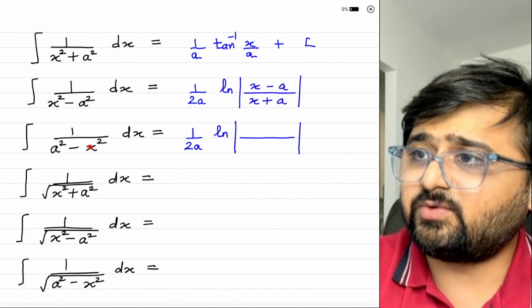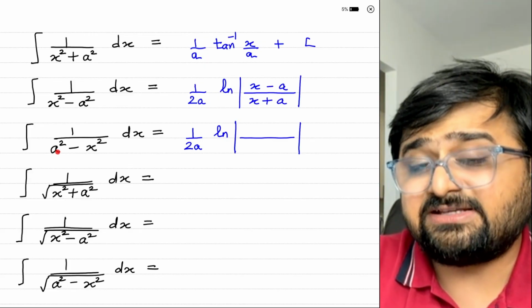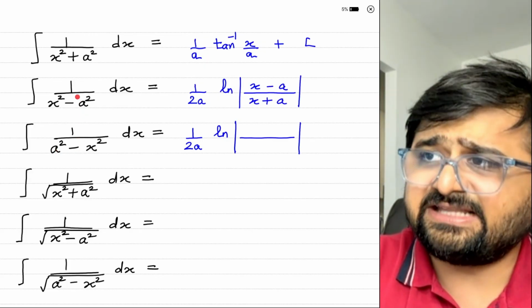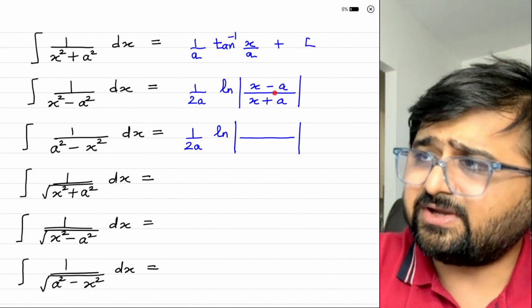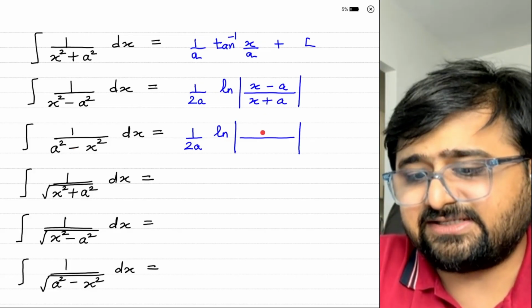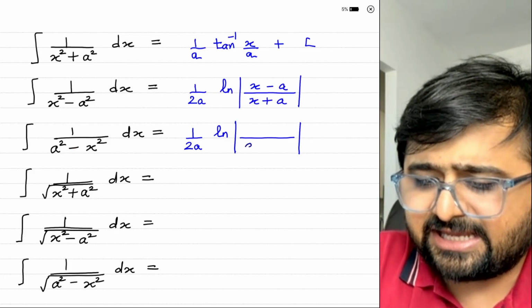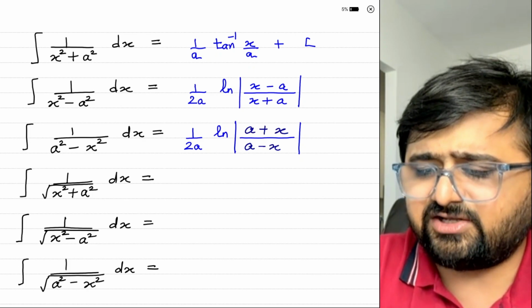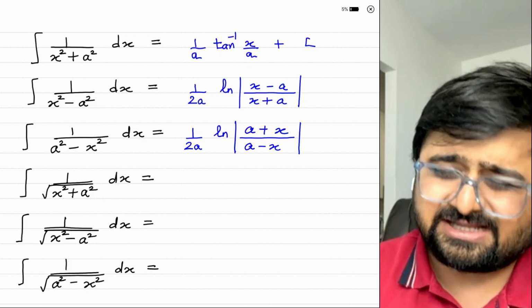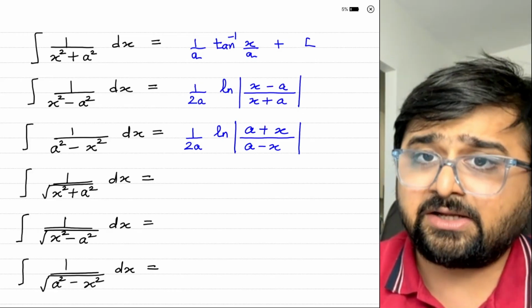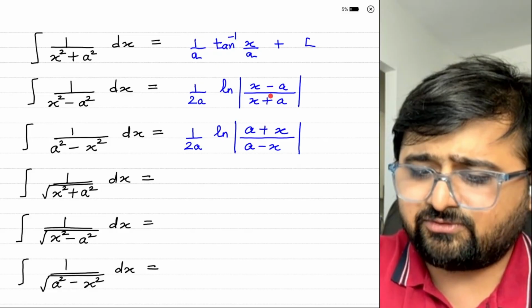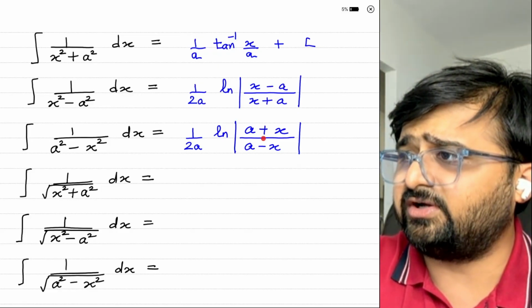In case of a square minus x square, what you have is still the factors a minus x and a plus x. But since this is negative of this function essentially, you have to write these factors in the reciprocal form. So you write a minus x in the denominator and a plus x in the numerator. I hope that makes sense. That's the log property, we'll look at that when we prove these formulas. But for now, just remember that you just have to reverse or take the reciprocal of that factor.